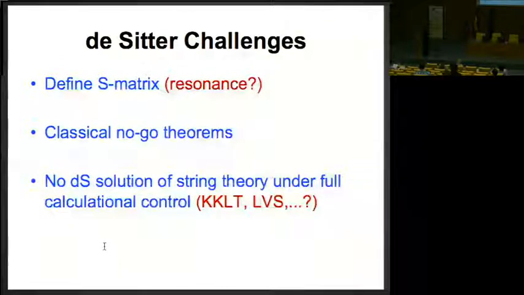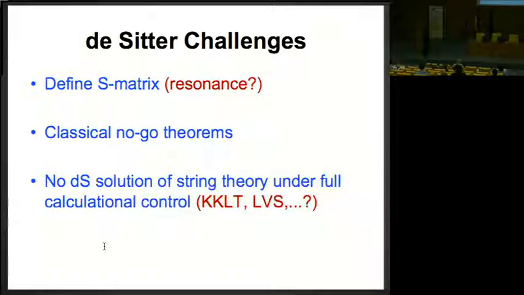And so I see concrete challenges for de Sitter. One is, as was mentioned before, to define properly de Sitter in terms of the S-matrix and so on. Seeing it as a metastable state, as a resonance, is a good way to think about it, but it still needs more work. There are these classical no-go theorems. I think it's only classical, but it is still interesting to consider them.